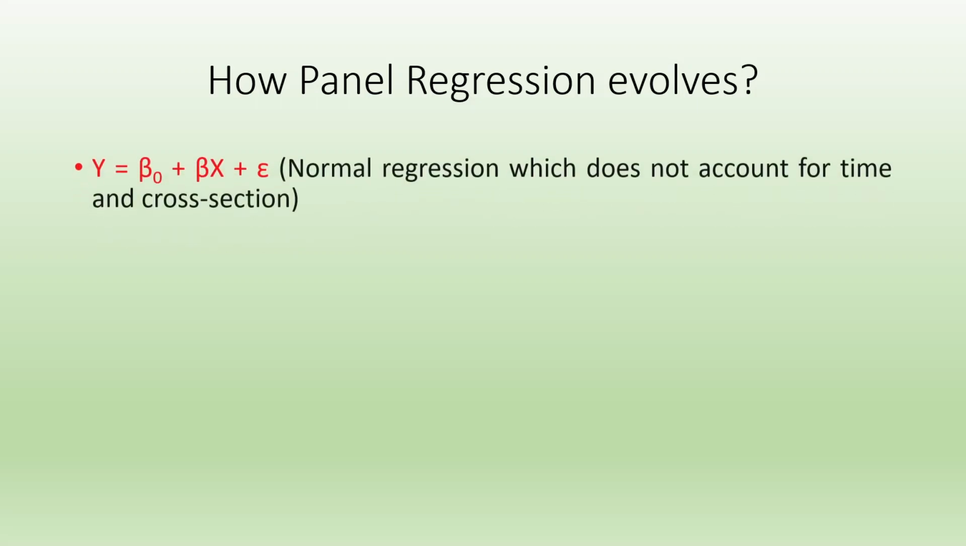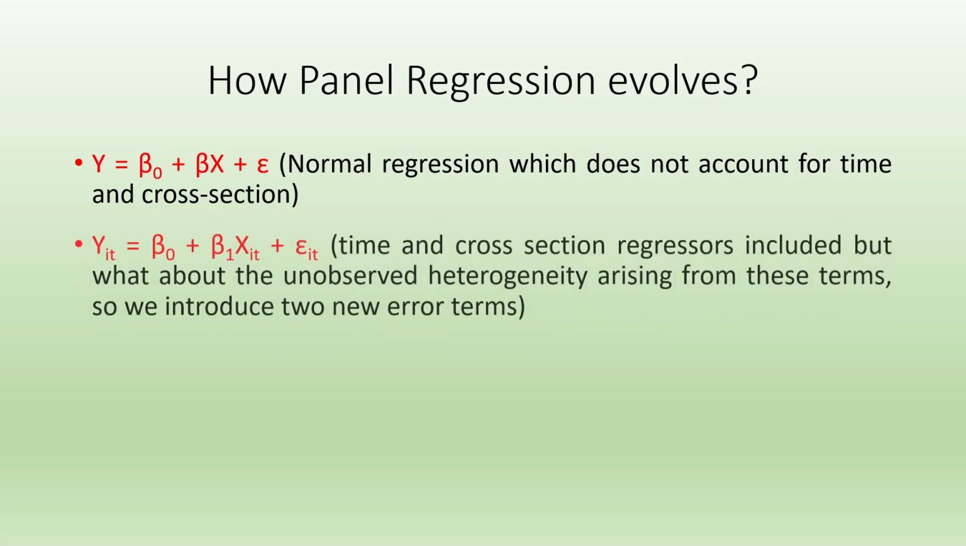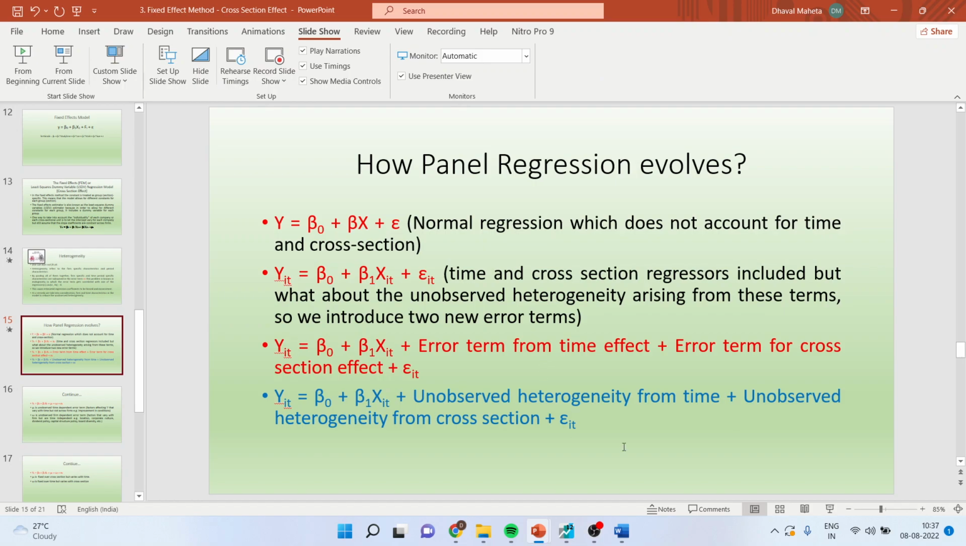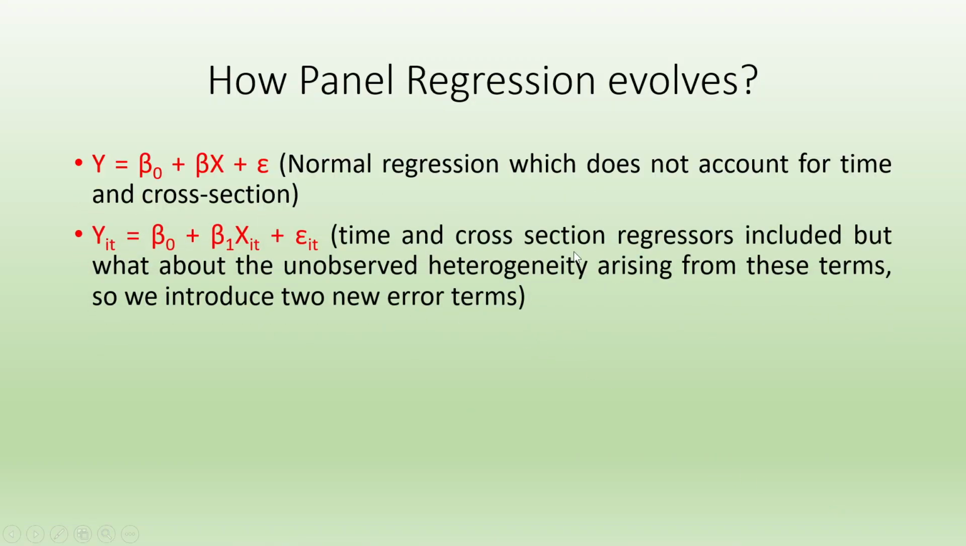Now, how does panel regression evolve? Say, for example, y is equal to beta 0 plus beta x plus error term. Then Y_it is equal to beta 0 plus beta 1 X_it plus error term, which is dependent on time as well as the cross-section unit. So time and cross-section dimensions are included, but what about the unobserved heterogeneity arising from this term?